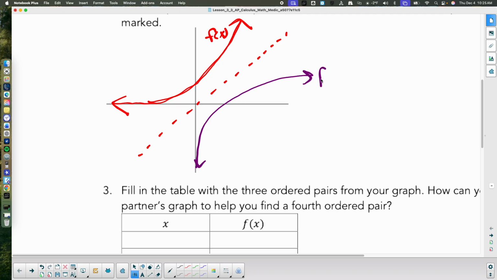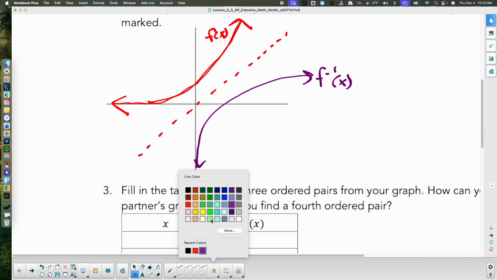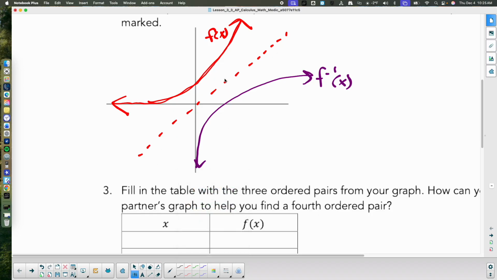The part about this that you guys would have never thought about before is slopes. Let's pretend we have the point (1, 3) on f of x.